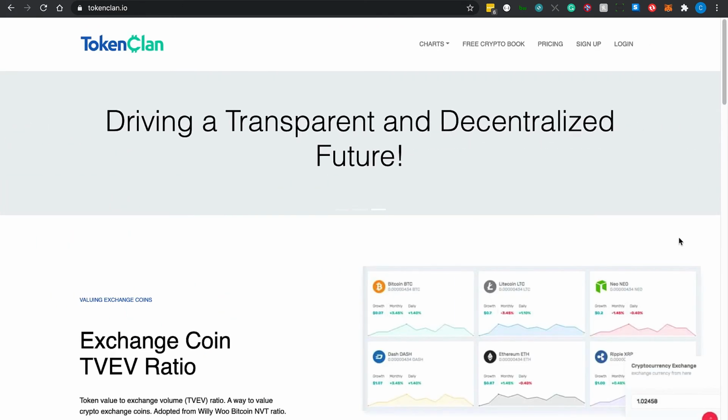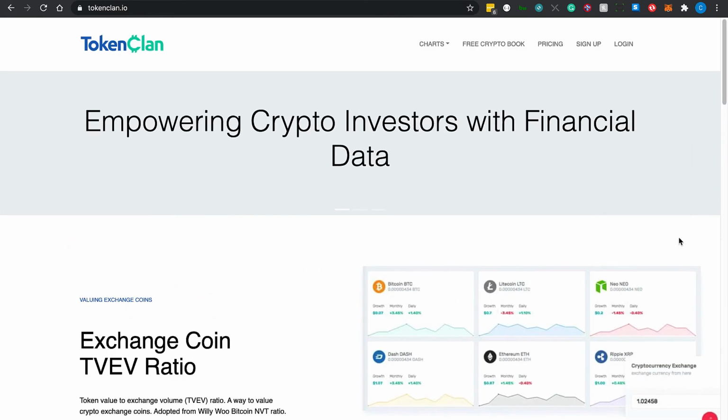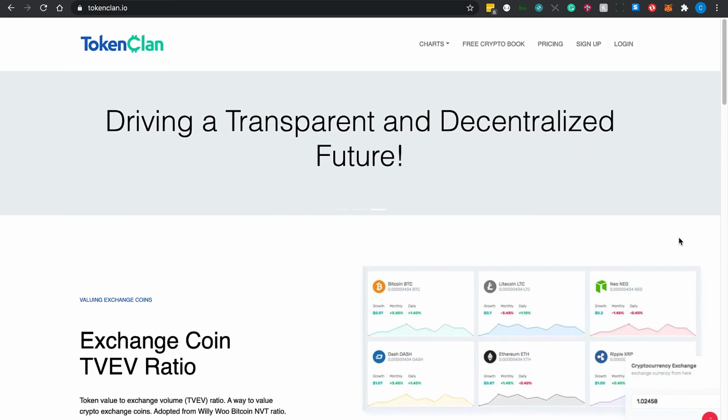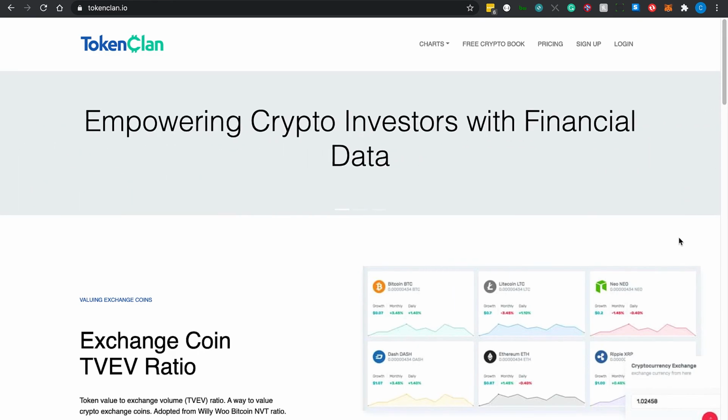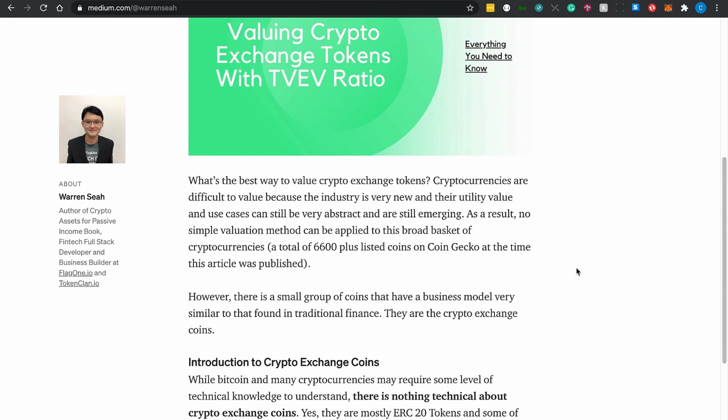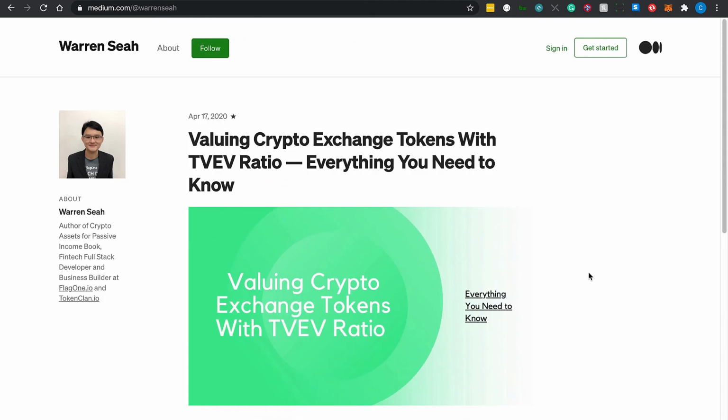So in the next video, I will show you another way of using the TVEV ratio analysis, which is by identifying the value zones of a crypto exchange token. And also one important thing is that the author of the book Crypto Assets for Passive Income, Warren, has written a Medium article about using TVEV ratio to value crypto exchange tokens, which is covered much more in depth. He has written an article about it and included examples as well, so you might want to have a look at it. The link will be in the description box down below.